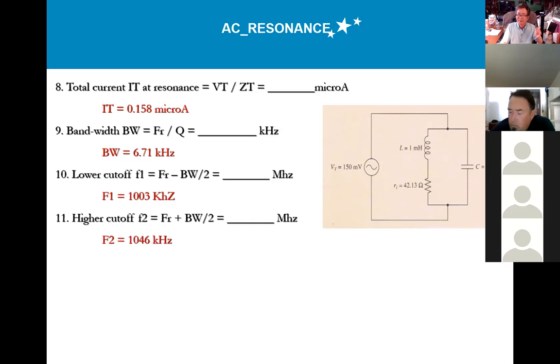Bandwidth is 6.71. Half of that is about 3.3 something. So if you add that to 1006, is it 1006? It should be around 1009, not 1046. Yeah, that's what I got. You say after you get 1046. No.